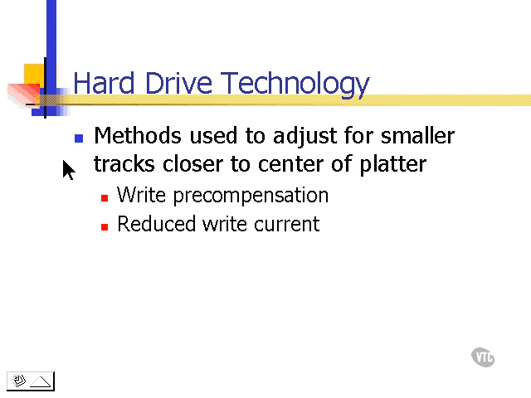Methods used to adjust for the smaller tracks closer to the center of the platter are write precompensation, which you might hear about, and reduced write current. In other words, since we're moving faster when we get to the center, we might use more current in the center and less current as we move further out in the platter. That way we get a balanced write and then a balanced read on a hard drive.